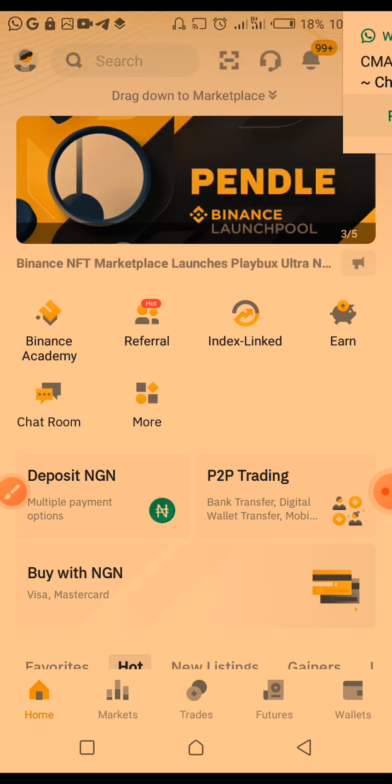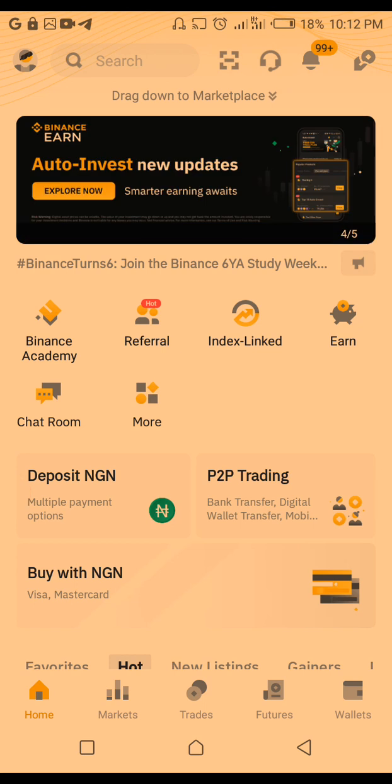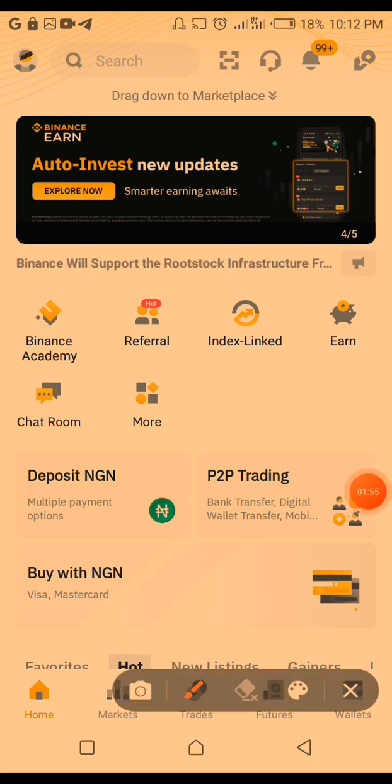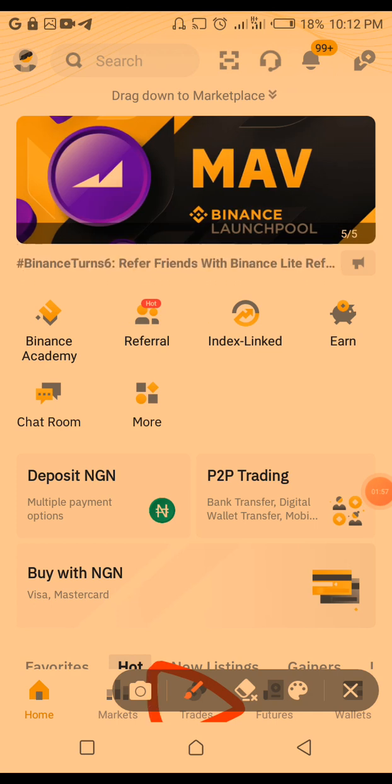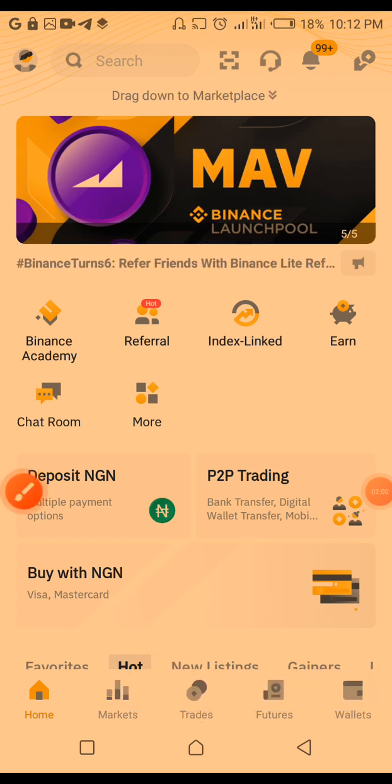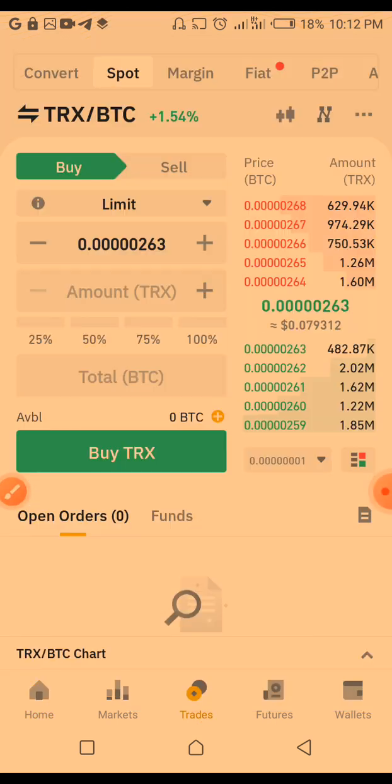So we are going to go ahead and click on this trade icon below. You can see this icon here, that trade icon. You are going to click on it. When you click on it, you are going to get this interface.